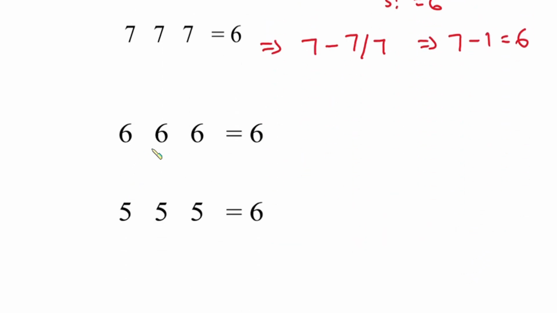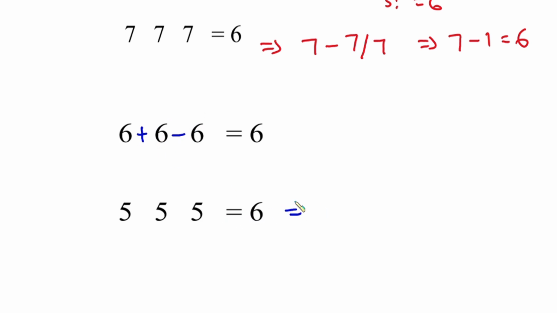We have 6, 6, 6. This is pretty much simple. It's a matter of adding this and then subtracting this one, so that this one will take care of this, then we are left with 6. So this is pretty much simple. So let's get to the next one.